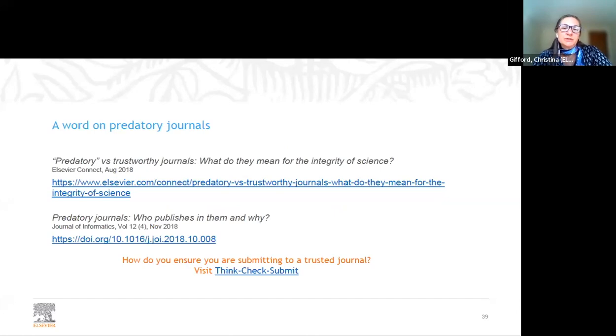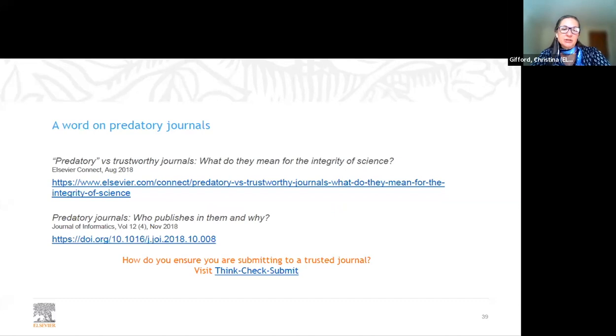Predatory journals actively solicit manuscripts and charge publication fees without necessarily providing the robust peer review or other editorial services one would expect. Some practices by these journals include promising non-existent peer review, fake impact factors, fake editors, and sometimes even misleading journal names that are really similar to well-known legitimate journals.